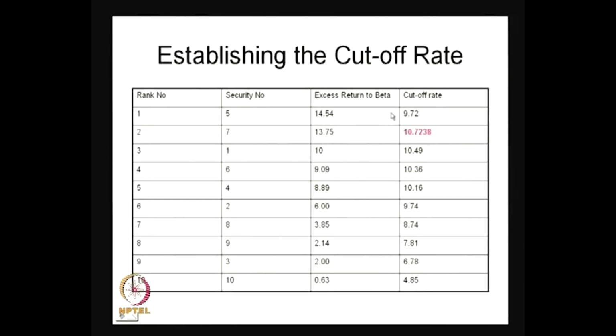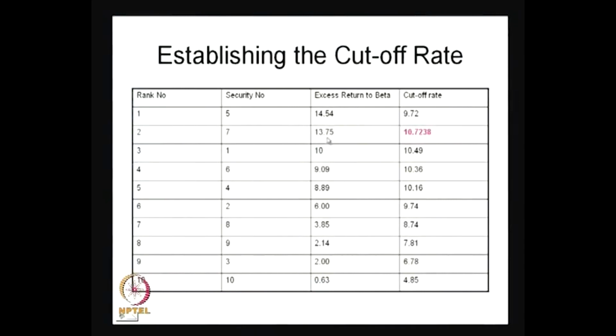Then, putting in all the values, we have calculated the cutoff rate. So, 9.72 is the cutoff rate for stock 1, 10.7238 is for stock 2, 10.49 is for stock 3, 10.36 for stock 4, like that. Then we have 4.85 for stock 10. Finally, our condition is that we will incorporate those stocks in our portfolio where the excess return to beta is higher. So, here these are the different cutoff rates we have.